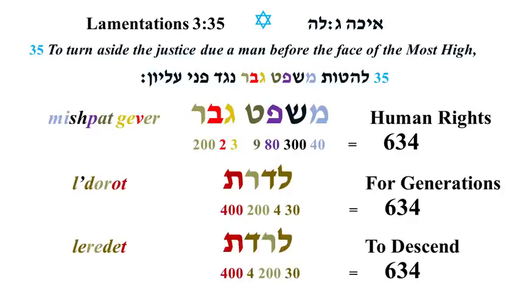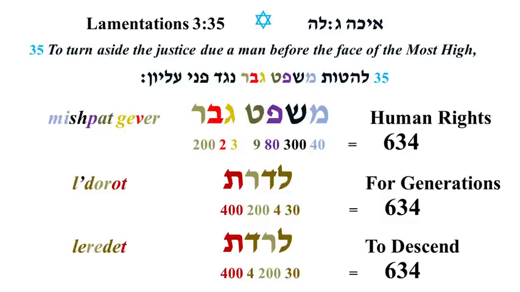And there's two other words that add up to 634. One of them is ladorot, which is for generations. And notice you have lamed, dalet, resh, tav. The dalet precedes the resh, and you get generations, and it adds up to 634.